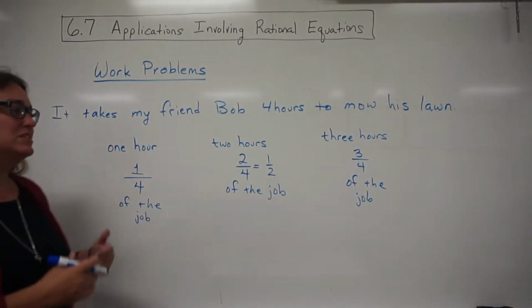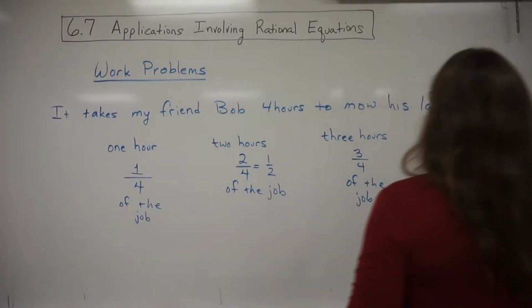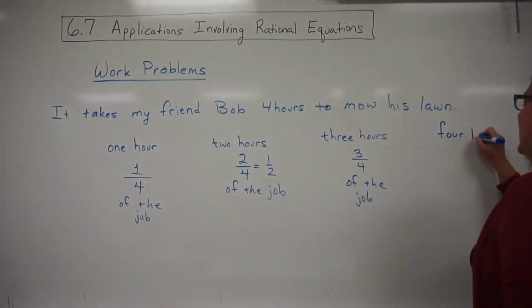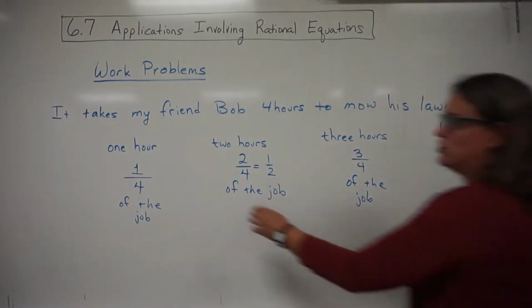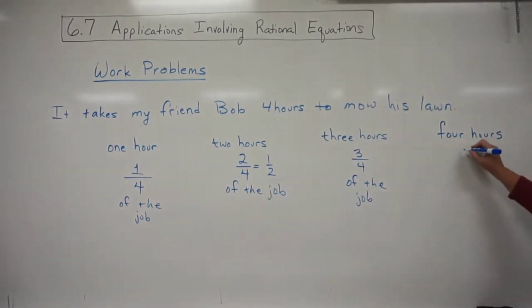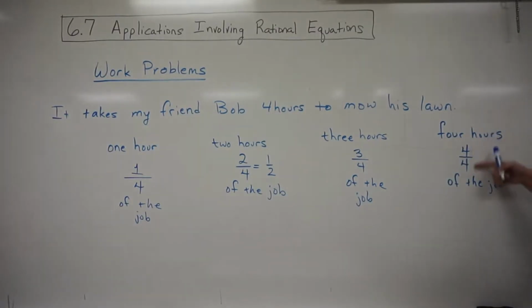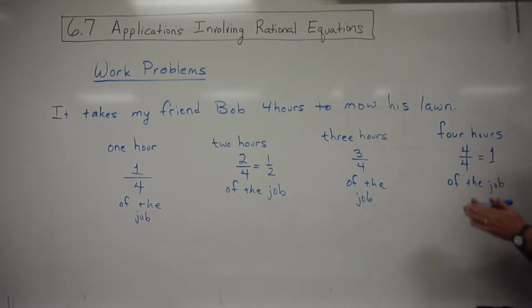How long does it take him to complete the entire job? Well, it would take 4 hours, right? And if we keep this same structure of saying how long he worked over how long it takes him to finish the whole job, we would say that he's done 4/4 of the job. But can't we also reduce this and say 4/4 is equal to 1? And in this situation, that 1 means 1 full job, 1 completed task.